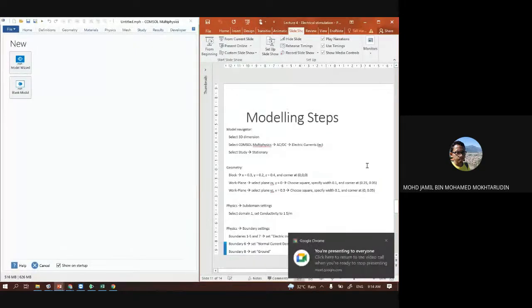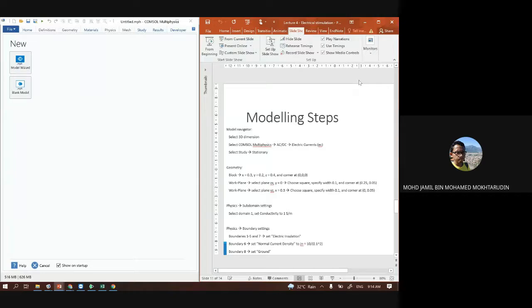Since our geometry is a cuboid, it's a 3D simulation. Last week, we saw a 2D axisymmetric simulation. What is axisymmetry? Basically, it's a rotation about the central axis. Now it's a cuboid, so you can use 3D simulations.